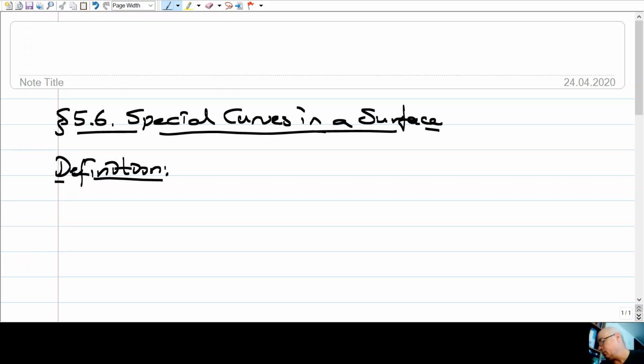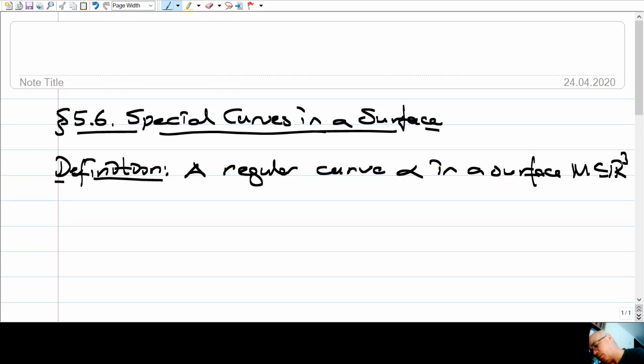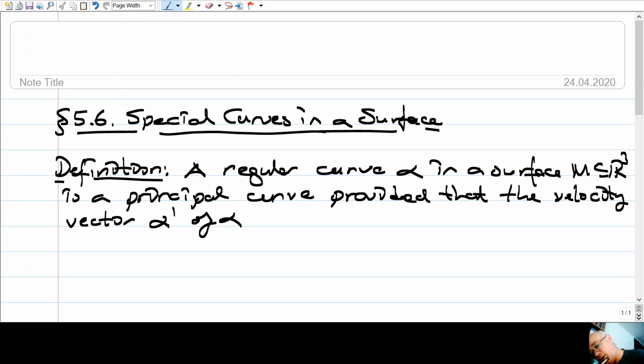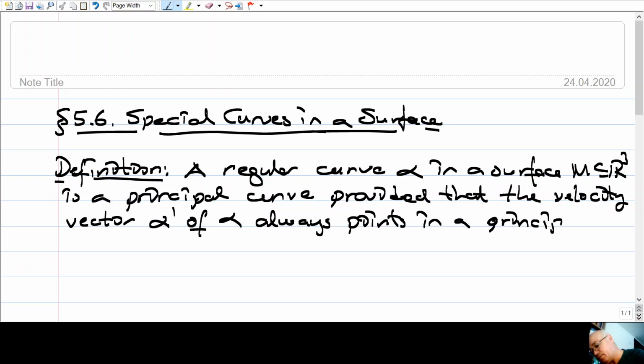definition. A regular curve, so the derivative is never zero, in a surface M in R3 is a principal curve provided that the velocity vector alpha prime always points in a principal direction.